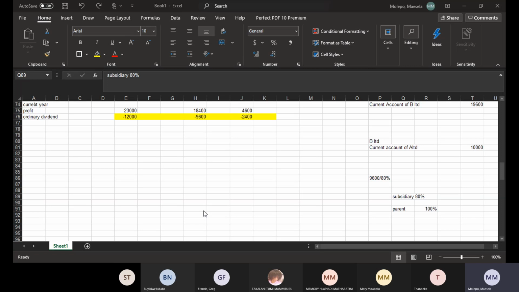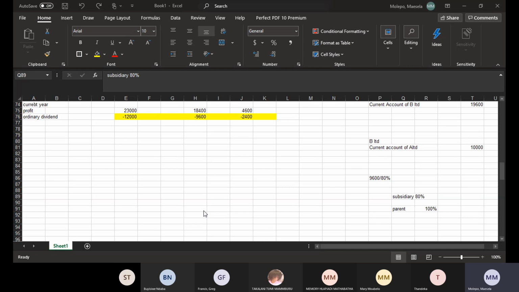So we received the dividend of 9.6, which was dividend payable. Now we eliminate. We say dividend received will be 9.6. The non-controlling interest is the balancing figure. We don't know it yet. So the dividend paid by the subsidiary is 12,000. Dividend paid, we're going to put on the credit side. So we say 12,000 minus the 9.6 becomes the 2.4. So our 2.4 will represent the balancing figure, and we take the balancing figure as the non-controlling interest.